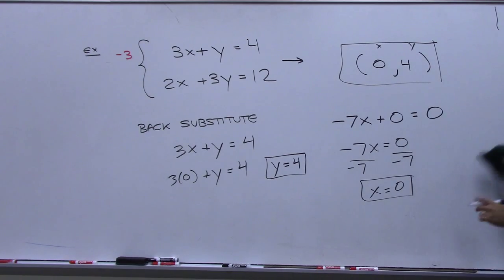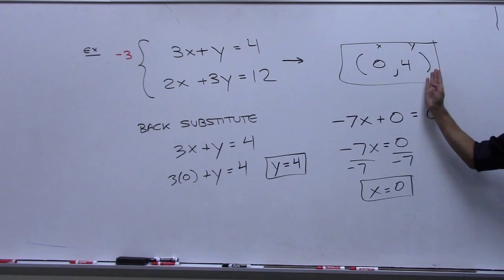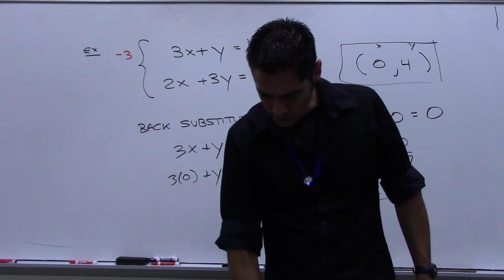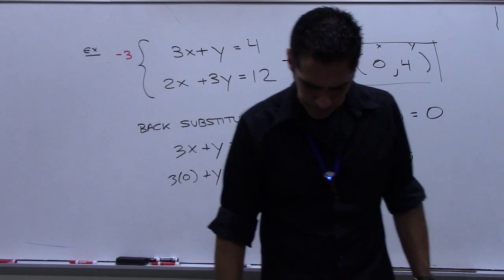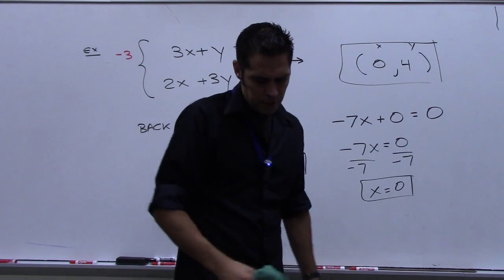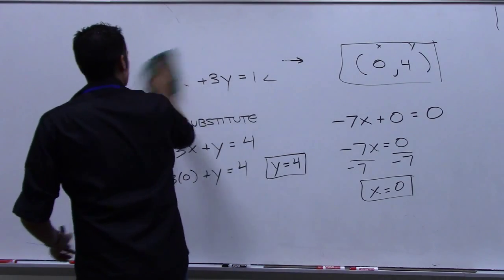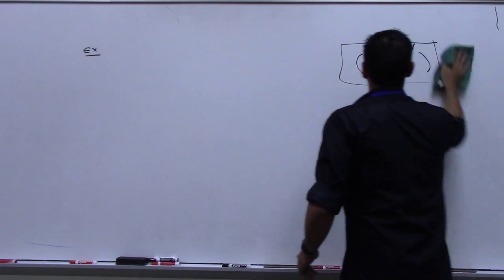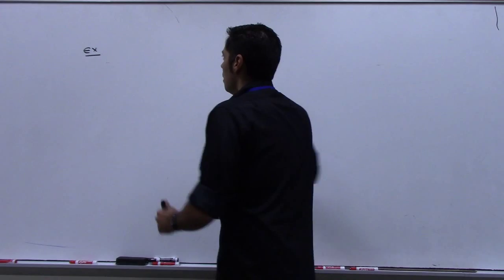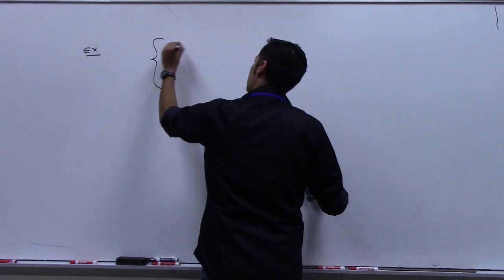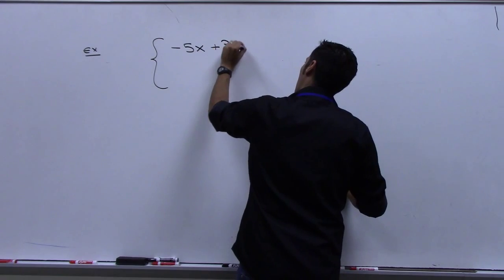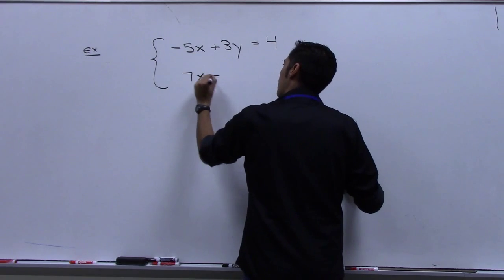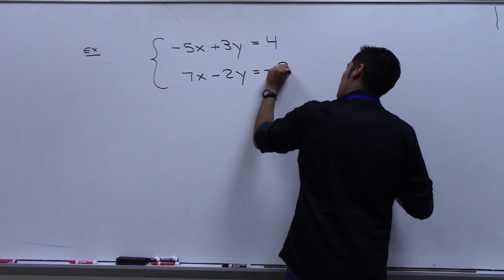You don't have to write the x and y. I'm just telling you that's what. You don't want to write it the y then the x. What do y'all think? Pretty straightforward? All right, let's try one that's a little more challenging. Yep, I'm not going to do substitution. All right, so how about negative 5x plus 3y equals 4, and 7x minus 2y equals negative 3.